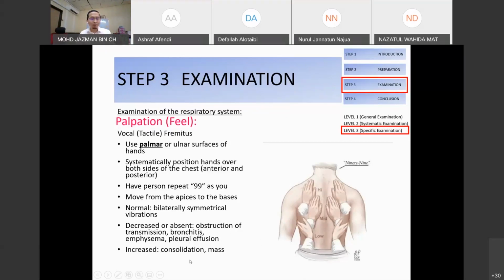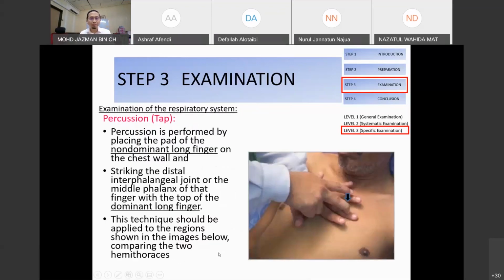Diseases and conditions that can cause increased vocal parameters are consolidation and mass. Okay. Next is your percussion. This I really emphasize everyone to practice always. Okay, don't practice just before the exam. Start practicing now on doing the proper percussion.